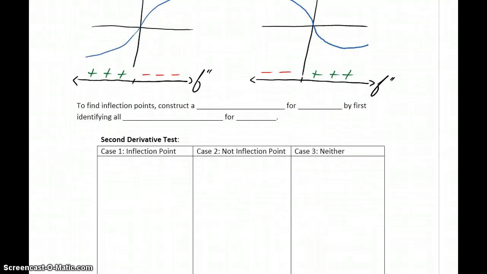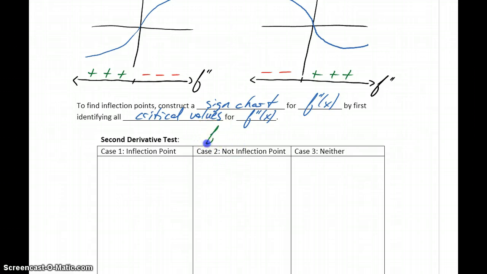To find any inflection points, what we want to do is construct a sign chart for the second derivative of our function by first identifying all critical values for the second derivative. And critical values here are the same idea as what they were in module 7.1. We're looking for where is our second derivative equal to 0, or where is our second derivative undefined, or where does that not exist.